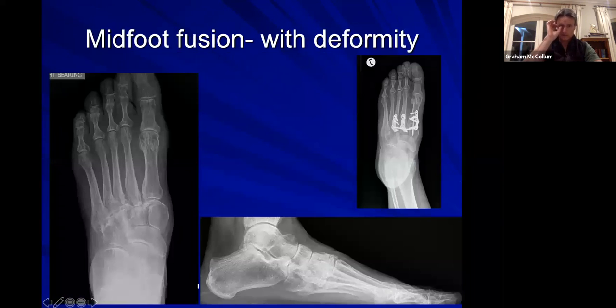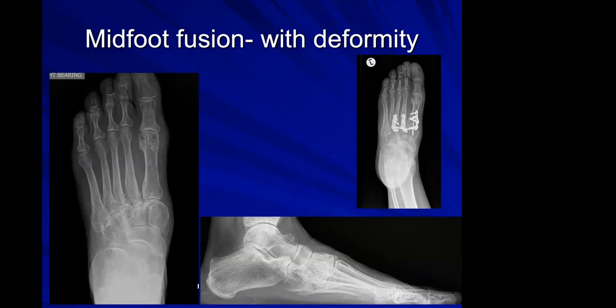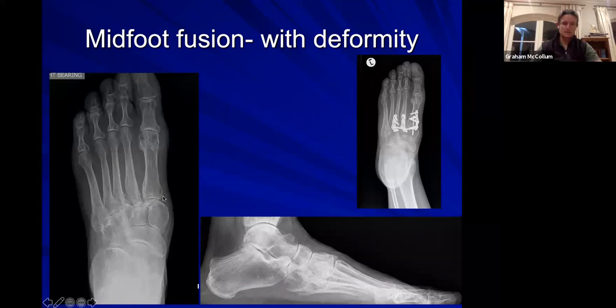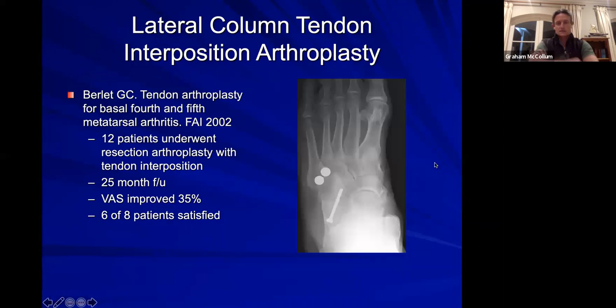There's another example where there's a deformity. You can see there's a bit of a flat foot, and abduction through the middle and medial columns, and then 2 incisions to correct this, and a successful arthrodesis.